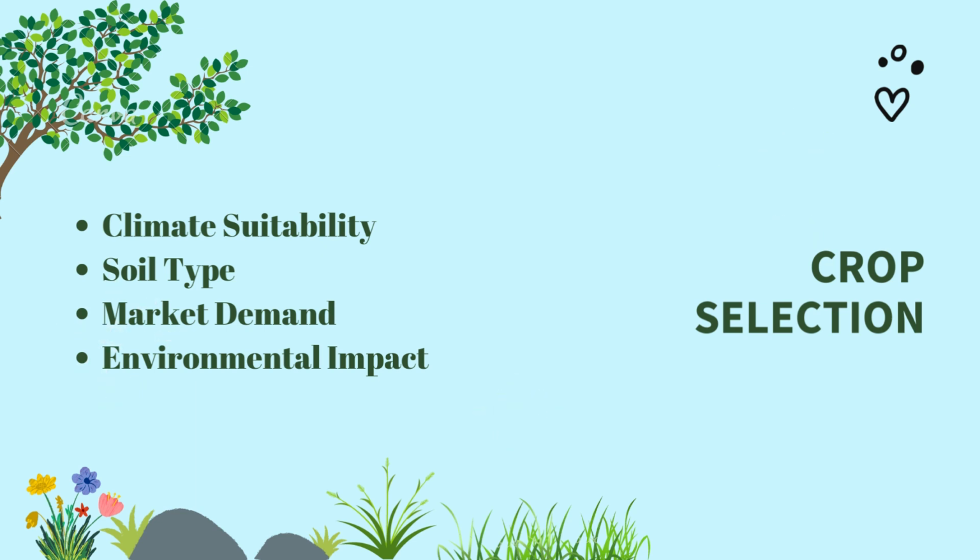In addition, selecting crops that are in high demand in your local market can help improve the profitability of your operation. Overall, crop selection is a critical aspect of farm planning that impacts both profitability and sustainability. Key considerations include climate, soil type, market demand, environmental impact, and crop rotations and intercropping.